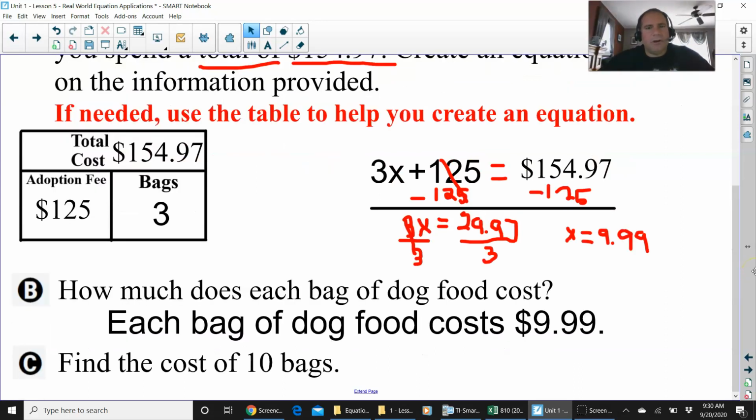All right, so this is the equation. You subtract 125 on both sides. You divide by 3.